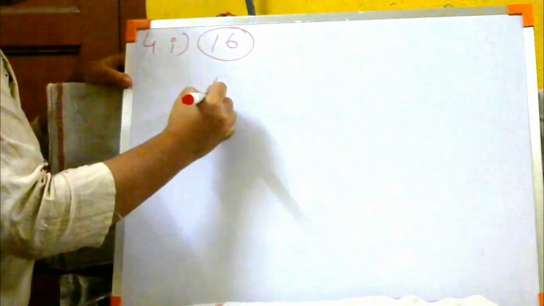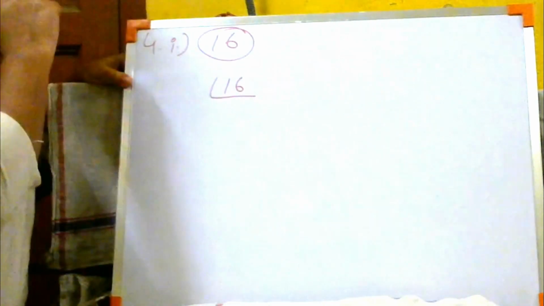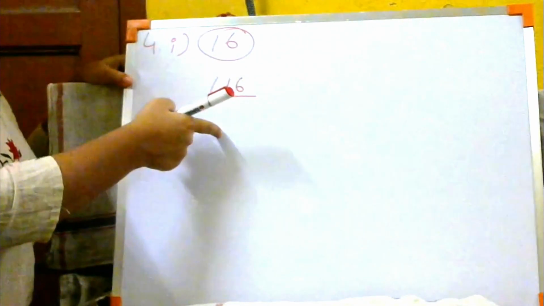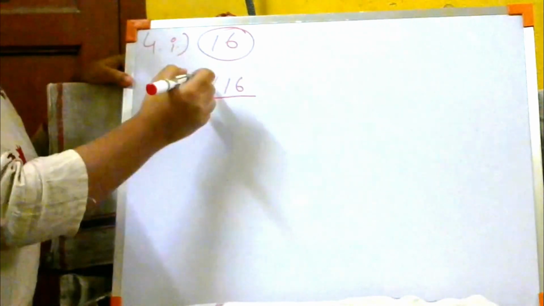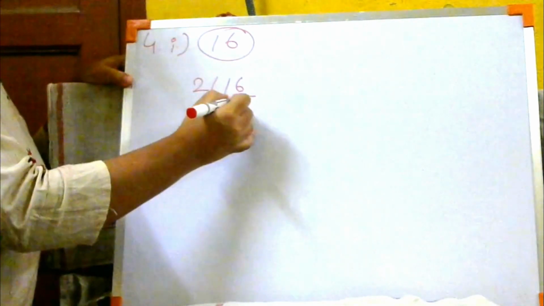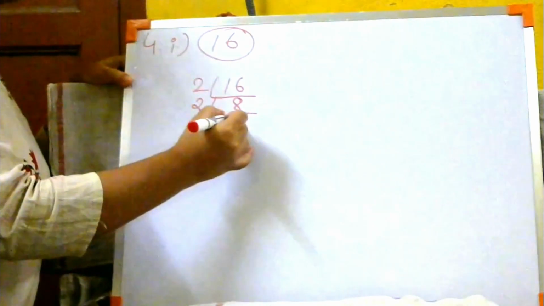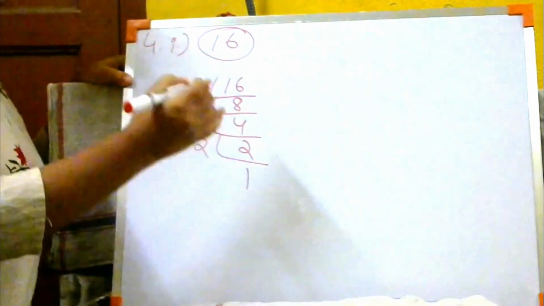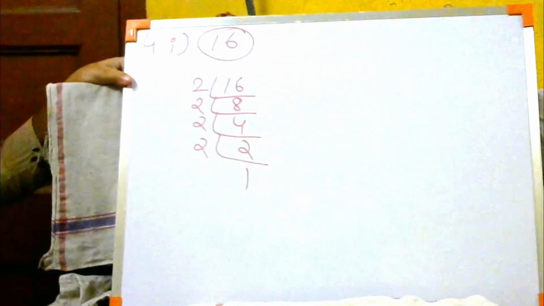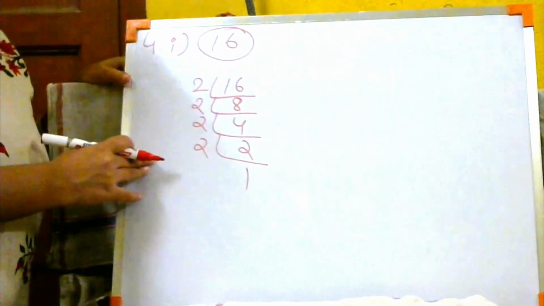Now there is a simple way to find prime factors. You know how to find LCM, right? So the same way we are going to find the prime factors of 16. Let us take the least number first. With 2, 2 8s are 16. Then again 2 4s are 8. And again 2 2s are 4. Then 2 1s are 2. Isn't it? So all the numbers over here are 2.